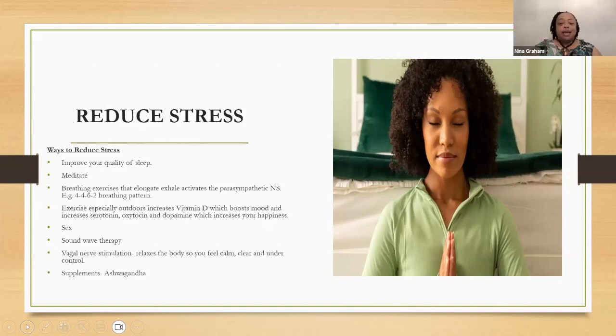Hiking helps with vitamin D, which helps with mood, which helps with your bones. And vitamin D also boosts serotonin levels and oxytocin, and these are hormones or neurotransmitters that help with happiness. So that reduces stress. Sex, ladies, believe it or not, helps to reduce stress.